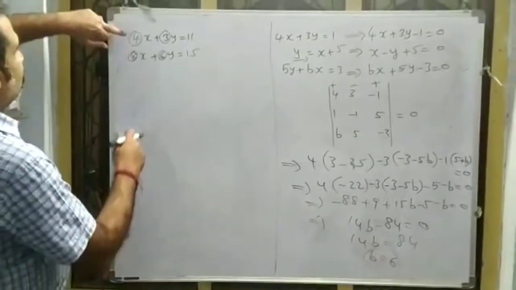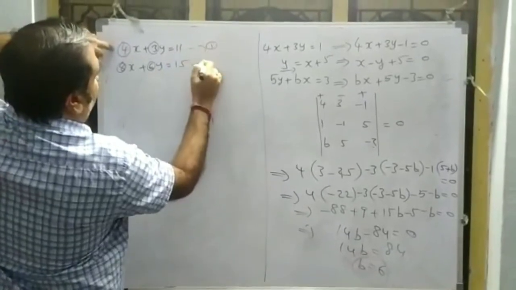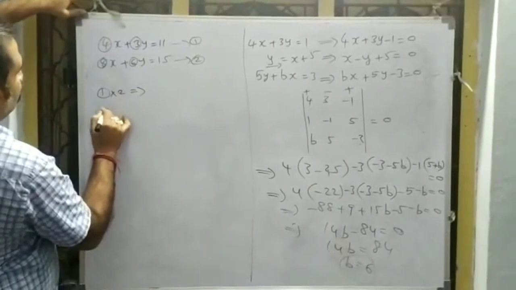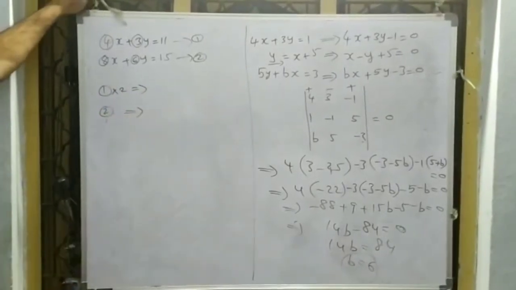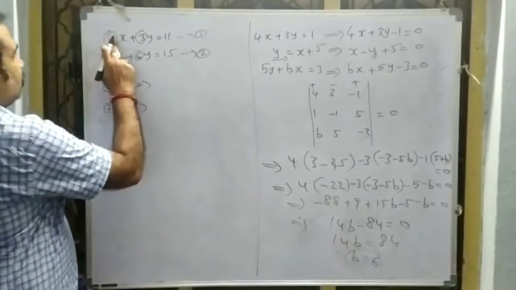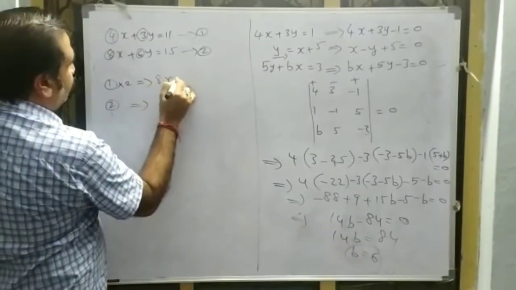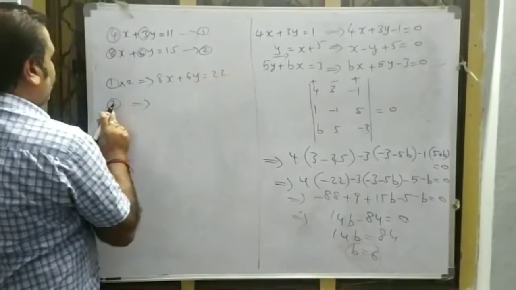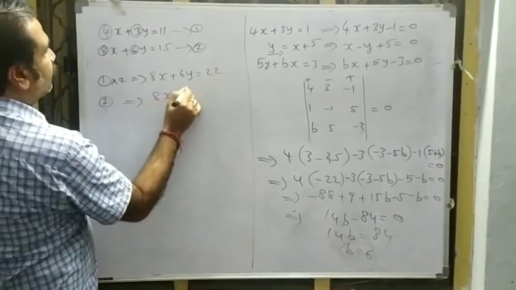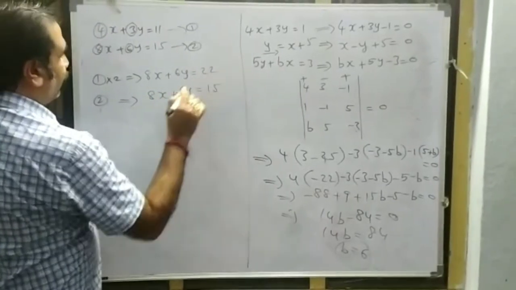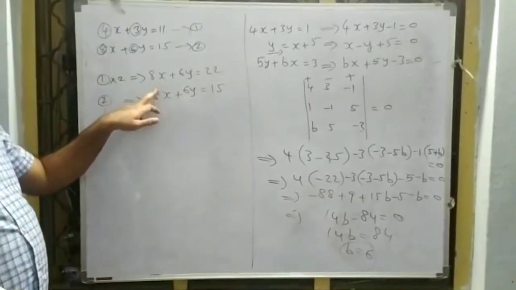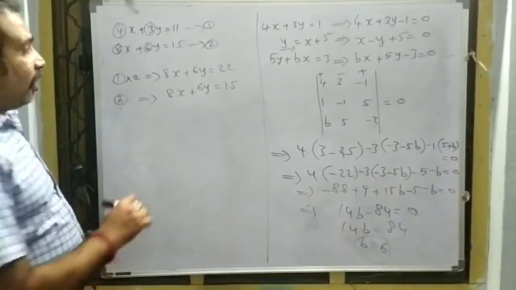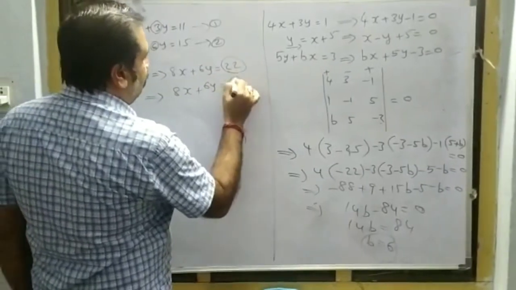So this is the first equation, this is the second equation. The first equation we multiply with 2. The second equation we can directly take here. So first equation multiplied with 2: 8x plus 6y is equal to 2 times 11, that is 22. What about the second equation? 8x plus 6y is equal to 15. Okay, this way the x coefficient and y coefficient we can make the same. Now this is C1, this is C2.